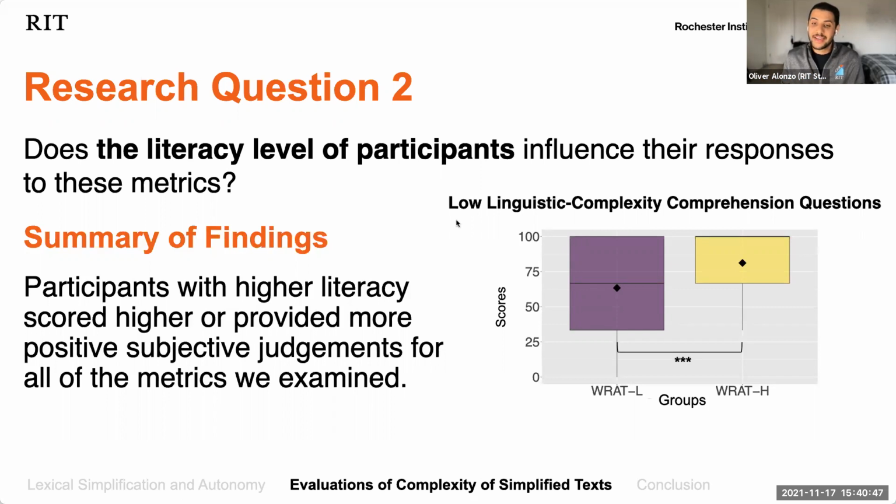This is an example with the low linguistic complexity comprehension questions, where you can see that there was a significant difference between the responses for the higher literacy group and the lower literacy group. Now, this does not necessarily mean that these metrics are bad. What this suggests is that when these metrics are employed for evaluating the complexity of simplified texts with deaf and hard of hearing adults, the literacy levels of the participants need to be carefully reported to allow for comparison between studies, because the literacy level of participants does affect their responses to these metrics.